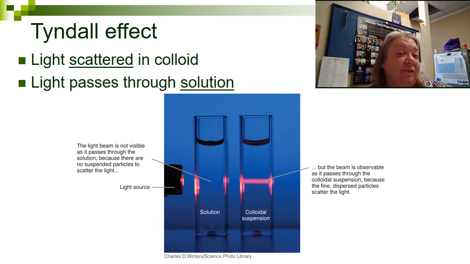Now, when it goes through the second cuvette, notice you can see a faint red line through there. Well, that one's dealing with the idea that as it's going through, this is our colloid or our colloidal dispersion. It's kind of fun to say, colloidal dispersion. It starts to interact with those particles, and so you get a scattering of the light. So you can actually see the light beam as it's traveling through.